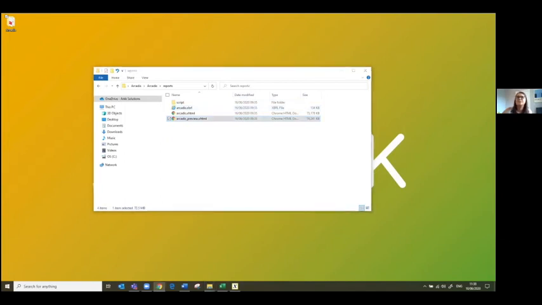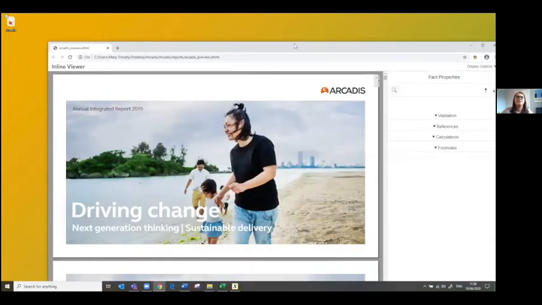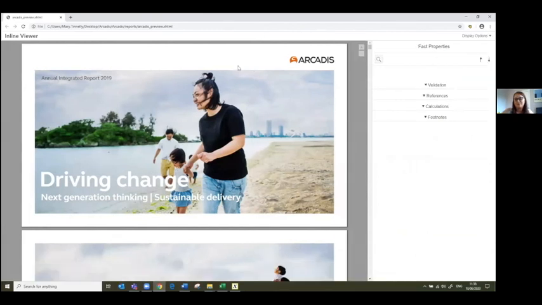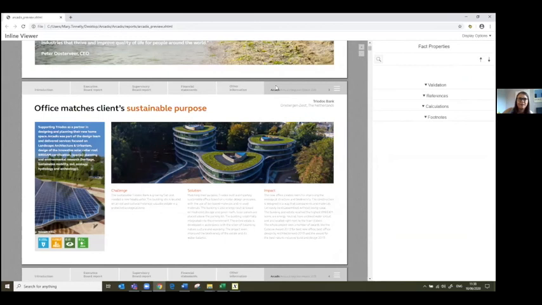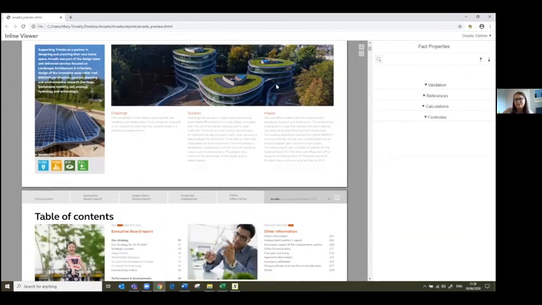And I have this opened already, as it does take a few minutes for the inline viewer to load up. You can see here the output is great. It looks practically identical to your PDF. However, as Jay said, it can't really replace your PDF because it does not print as well. Over here on the right hand side is your inline viewer, so this will show all the tags.